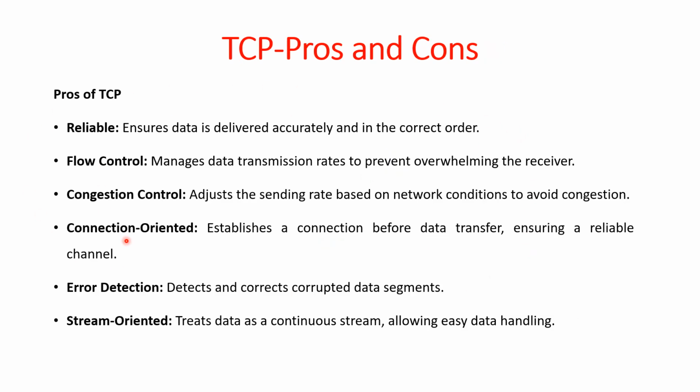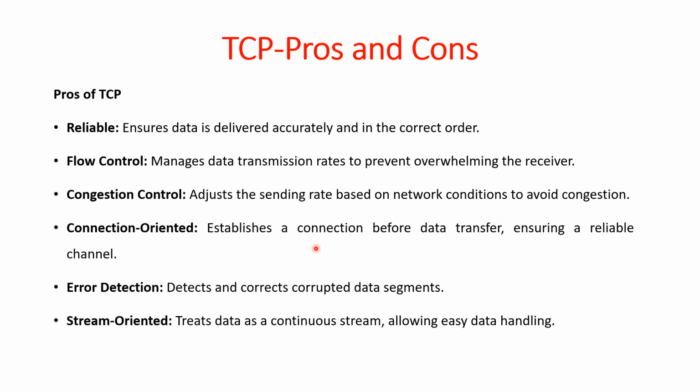Here are the pros of using TCP. Reliable data transmission: it ensures that the data is delivered accurately and in the correct order through mechanisms like acknowledgement, checksum, and retransmission. It manages data transmission to prevent overwhelming the receiver, ensuring that data is processed efficiently. TCP adjusts the sending rate based on the network condition to avoid congestion, which helps maintain network performance.